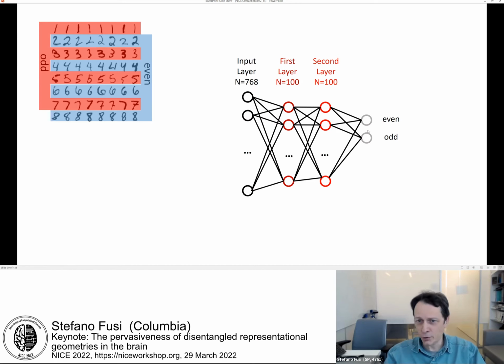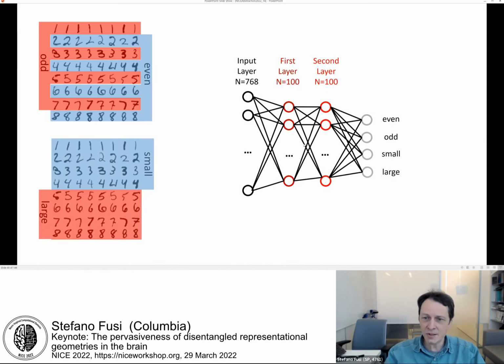And I train this network to report whether a digit is odd or even, and at the same time, whether it's small or large. So I'm encouraging the system to essentially represent the information about parity and magnitude in a special way. Of course, it's not guaranteed that you get it, but you can actually find representations that have all these nice properties that I just explained.